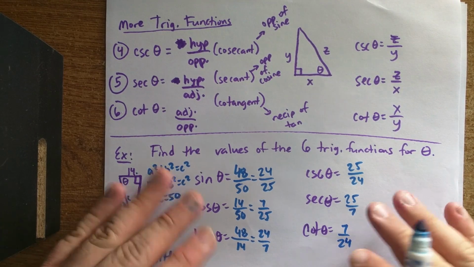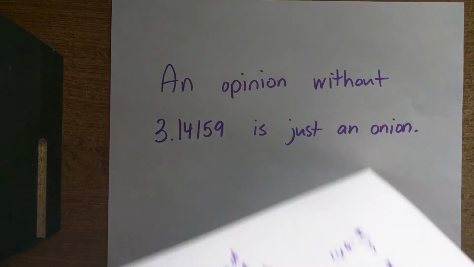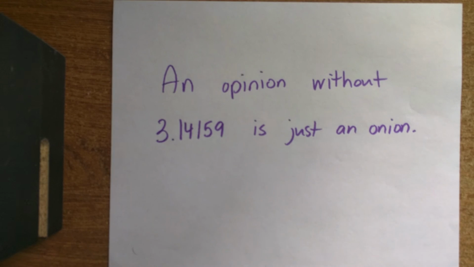So that's it. Sorry for the long video, but I mean, trigonometry, there's a lot to it. And then here's your riddle. Let's see if anyone can figure this out. What does this mean, I guess? That's what I'm trying to say. An opinion without 3.14159 is just an onion. What does that mean? Okay.